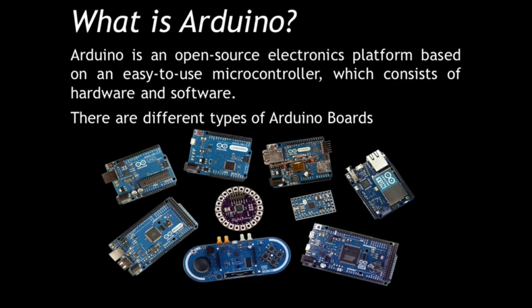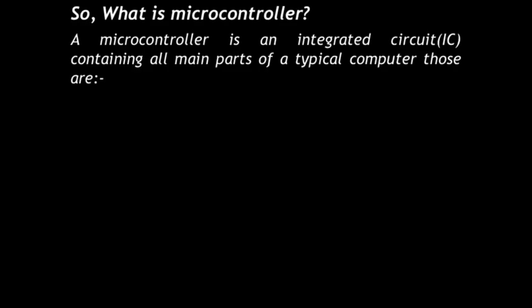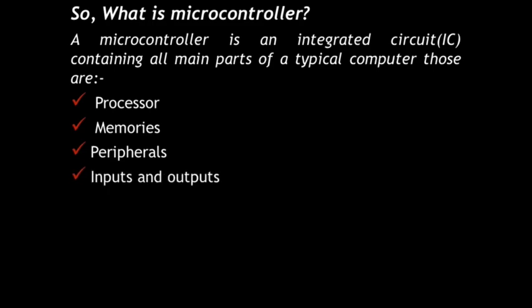If we say Arduino is a microcontroller, then what is a microcontroller? A microcontroller is an integrated circuit or IC containing all main parts of a typical computer. Those are the processor, the main part, which is also known as the brain of the microcontroller; memories, which consist of RAM and ROM like those of ordinary computers; peripherals, any auxiliary device used with the microcontroller; and inputs and outputs, which are the way of communication between the microcontroller and the real world or the environment.